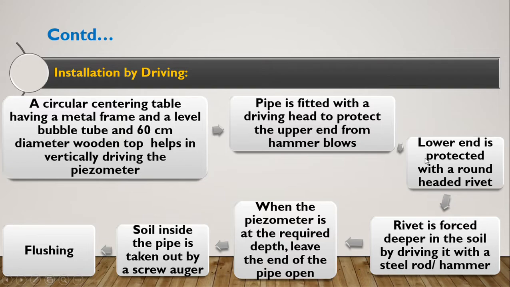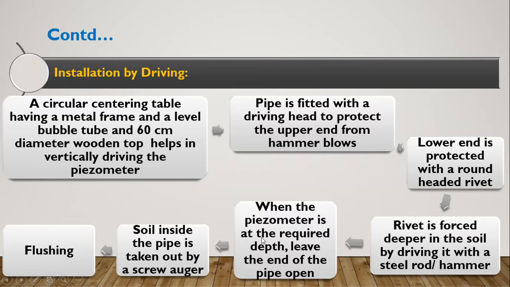And the lower end of the pipe will be protected with a headed rivet, a round headed rivet. The lower end should have a penetrating end in order to penetrate the pipe into the soil. So for that we will provide a round headed rivet. And after penetrating this entire pipe into the soil, we will remove this rivet by means of some flushing or by applying some force. The rivet is forced deeper into the soil by driving it with a steel rod or hammer.